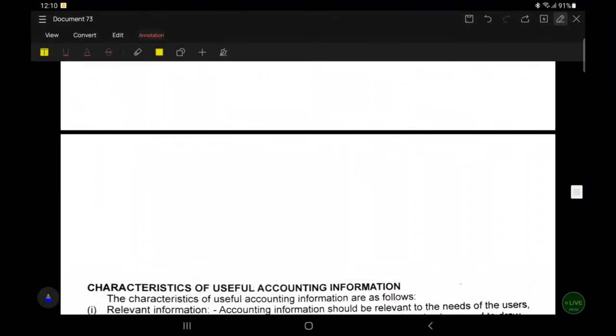So these are the things that we look at when it comes to users of accounting information. If there is any question, please let me know before I continue.